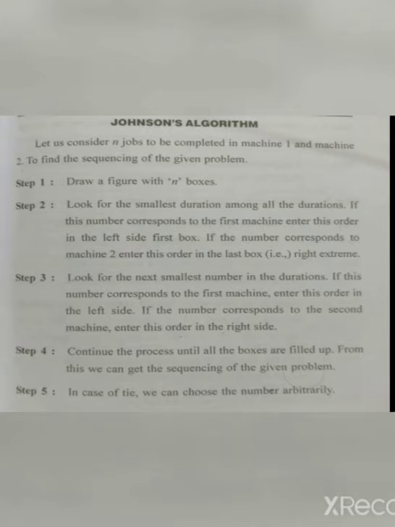From this we get the sequencing of the given problem. In case of a tie, we can choose the number arbitrarily. So after completing the boxes, only then do we come to the tabular column. In case of a tie, suppose two machines have the same smallest duration, you have to choose arbitrarily. That means you have to give first preference to the first one.